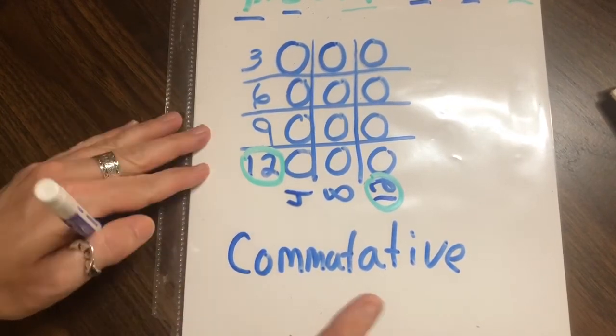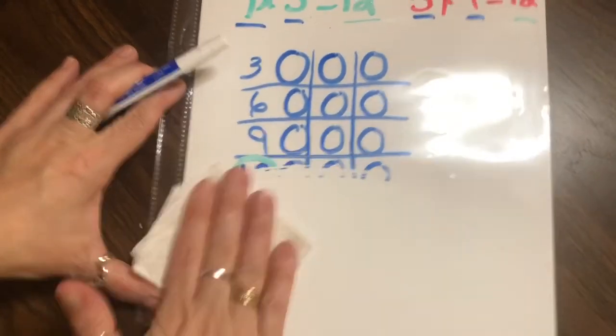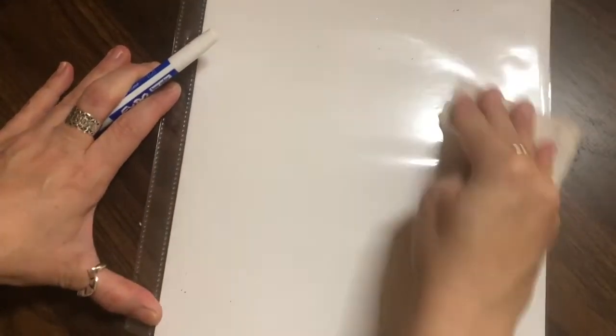I say it, you say it. Commutative property of multiplication. Nice job. So if you're using your whiteboard, go ahead and erase. If you are not using your whiteboard, go ahead and turn the page or just get yourself a little more space, because now you're going to try the same thing on your own.